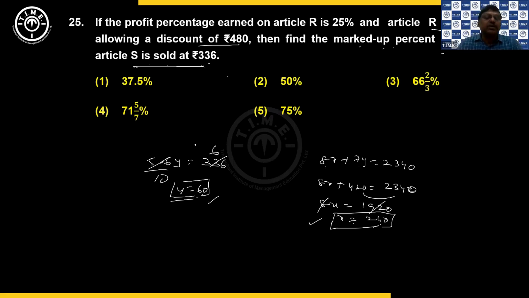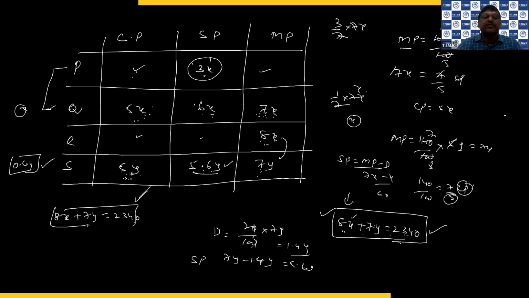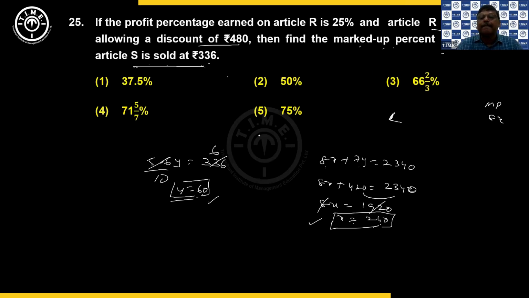Now, students, if you take R, you know only one thing. For R, we know the market price is 8x. Yes or no? You can confirm once again. For R, we know only one piece of information, that the market price is 8x. So 8x is how much? Just now you said, students, 1920. That is the market price of R.